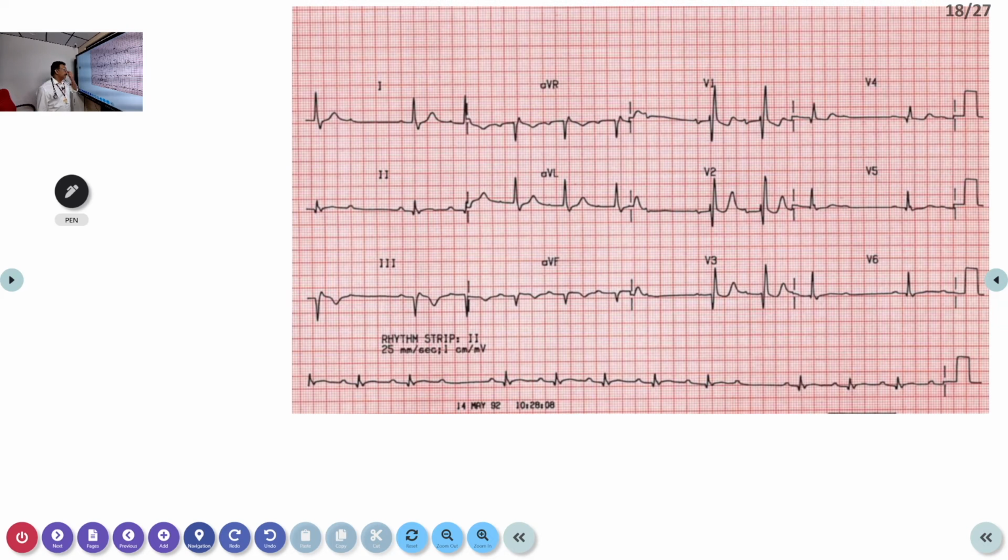Now here you can see, here one QRS is missing. All are equal or slightly, this is slightly increased, then QRS complex. So this is a Wenckebach's phenomenon.